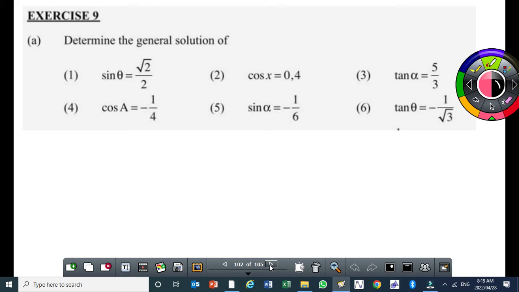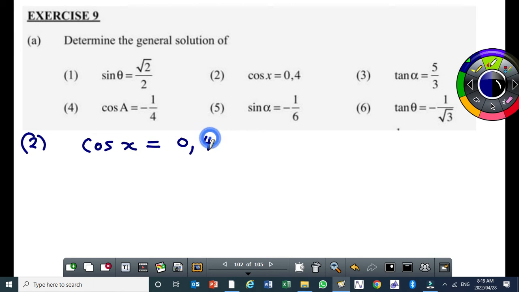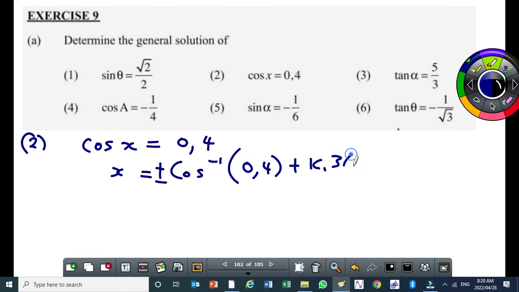Okay, let's do number 2. Number 2, we have cosine of x is equal to 0.4. Again, cos has two general solutions. So this will be x equal to plus or minus shift cosine of 0.4 plus k times 360 degrees, where k is an integer.